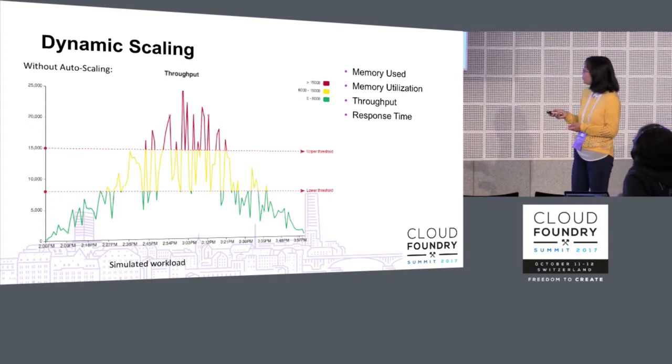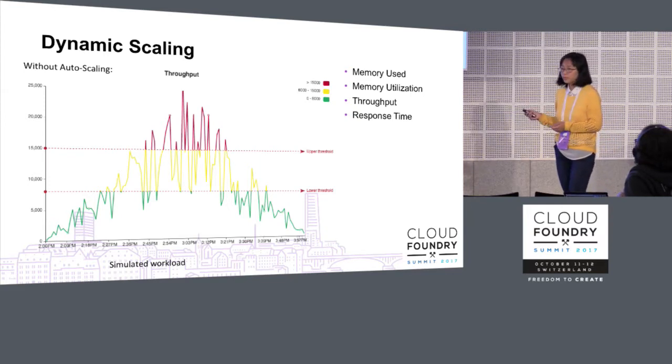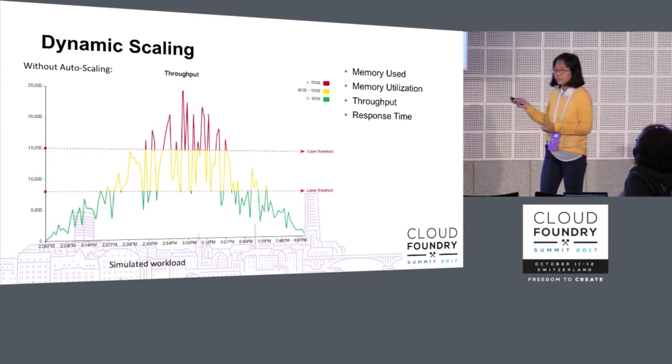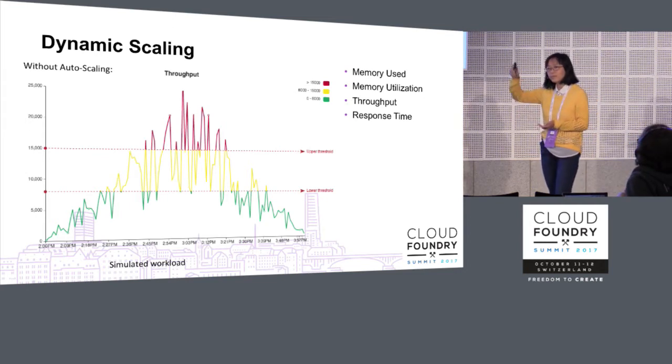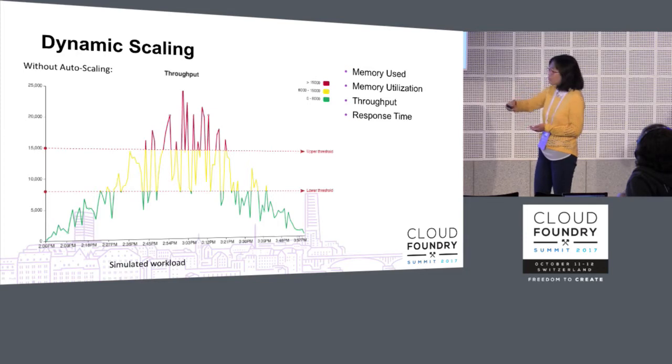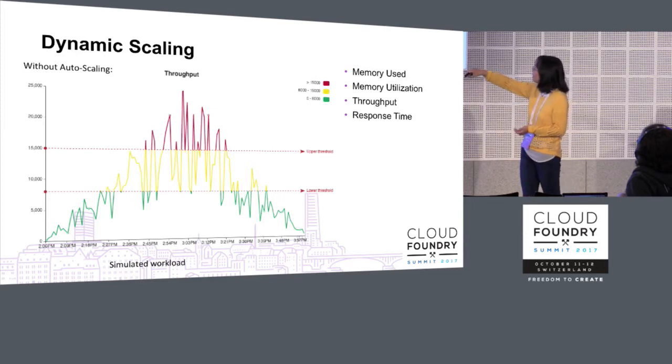Here I show a simulated workload for the throughput over 12 hours. In this workload chart, you can see the workload fluctuates, it's up and down. But in general, you can see the average value will increase at the beginning and then go down at the end, near 4 p.m.